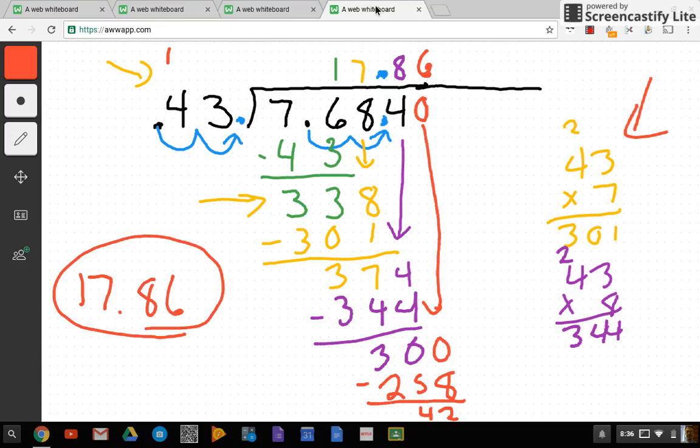Okay, so hopefully in this 2-part video you've learned a little bit about dividing with decimals. Really, after you move the decimal, it's just plain old division.